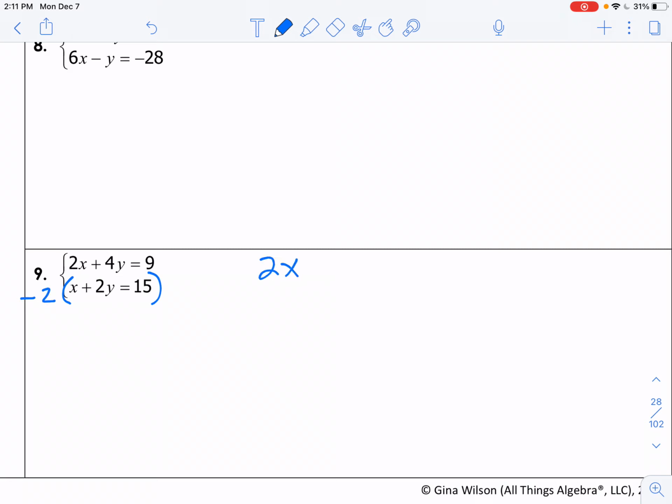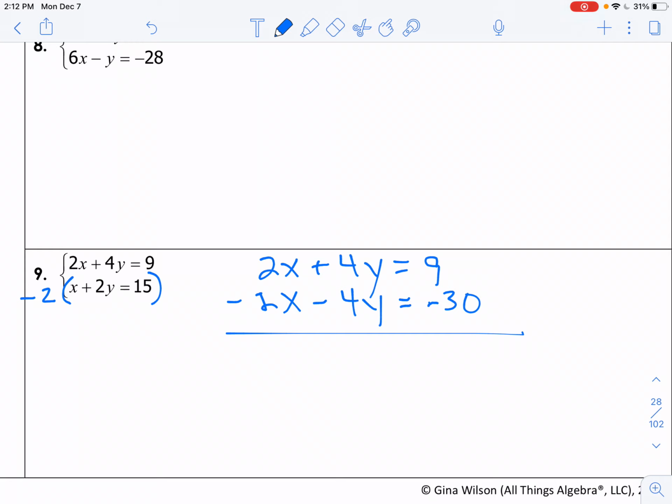So I rewrite the top, multiply the bottom. -2 times x is -2x. -2 times 2y, oops, is a -4y. And -2 times 15 is -30. Now, since these x's are opposites of each other, I'm going to add the two equations together and eliminate those. 4 plus -4 also eliminates. Interesting. All that goes away. All we have is 0 left on that side.